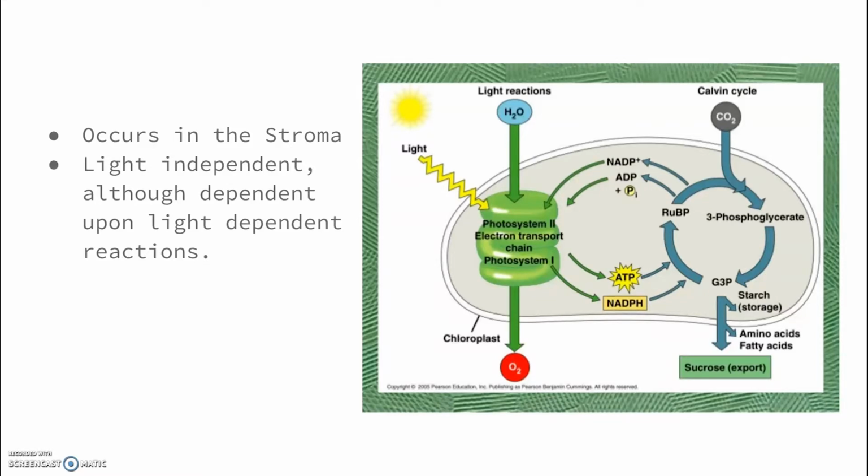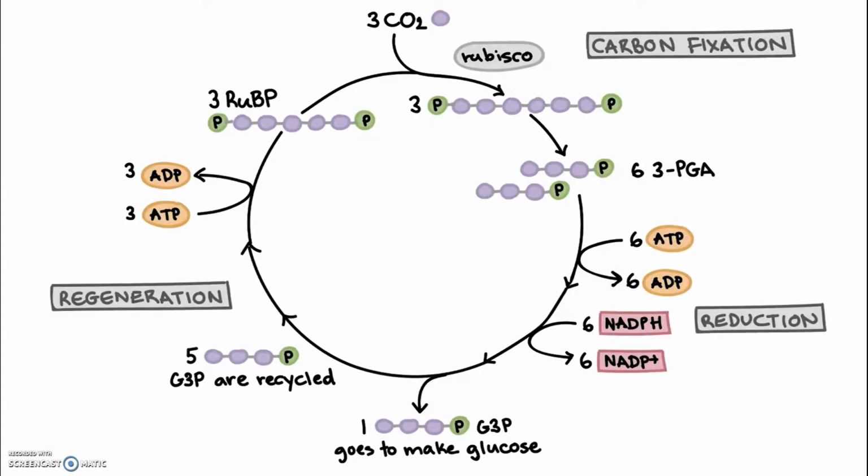It happens in the stroma all over the place. The output is G3P, which combines to form sugars like glucose. The three phases in the Calvin cycle, as seen here, are carbon fixation, reduction, and regeneration. The big idea is that carbon dioxide comes into the Calvin cycle to form glucose, while the other molecules keep recycling in the cycle.